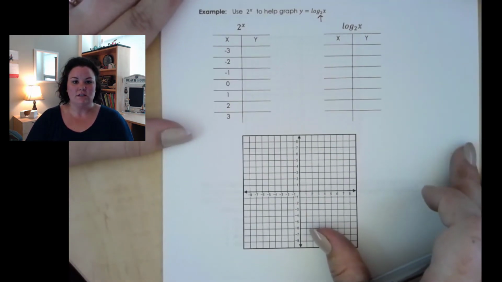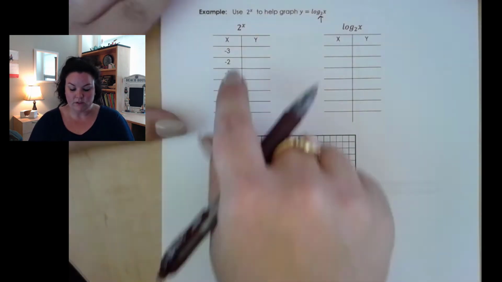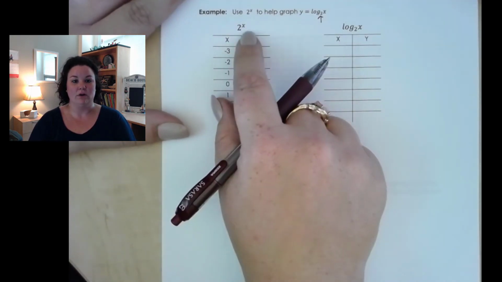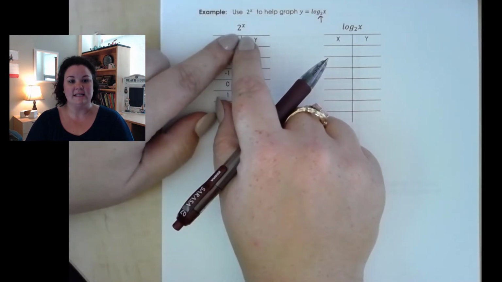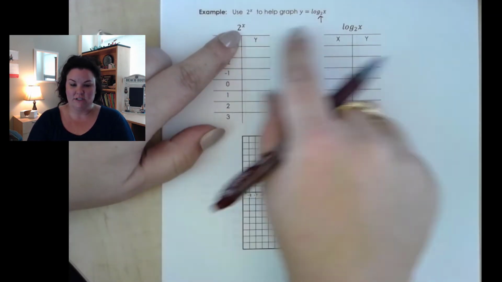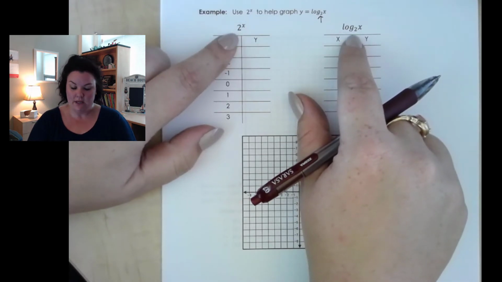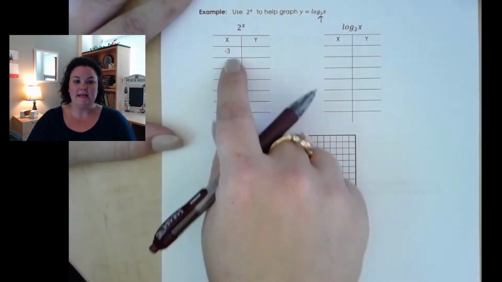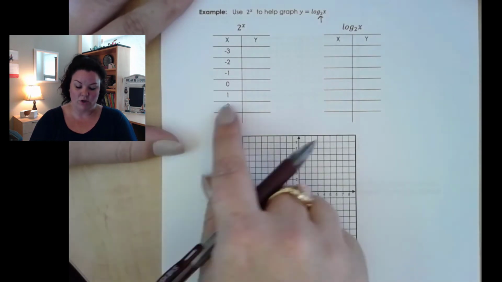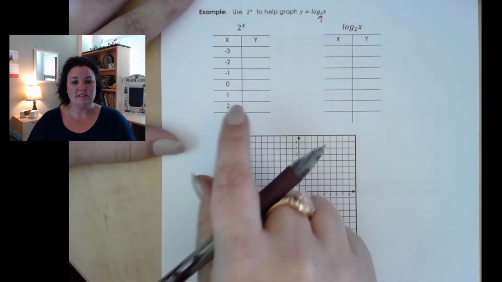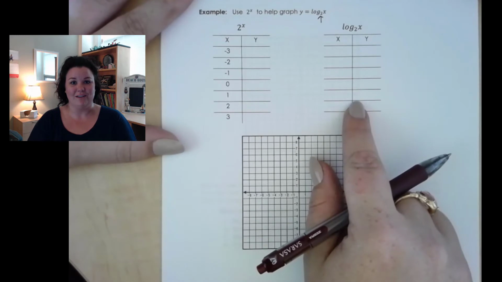We're going to start with 2 to the x power, because 2 to the x is the exponential base that matches log base 2, right? As long as the bases are the same, we can use them. So we're going to go ahead and plug in these exponents so we can get a good picture for this, and then we'll use that to help us get a good picture for the log, okay?